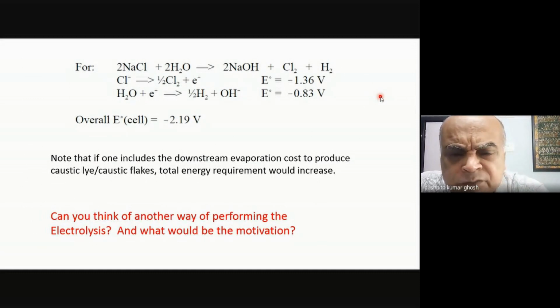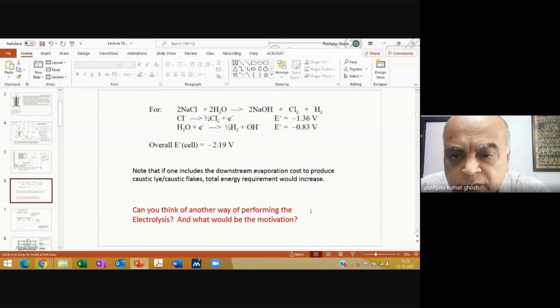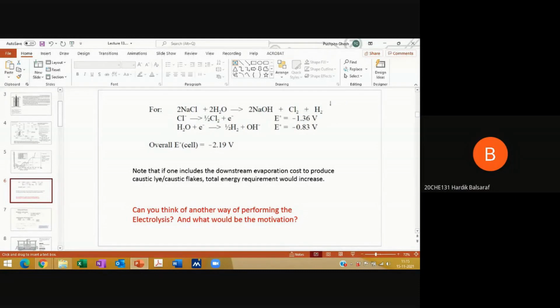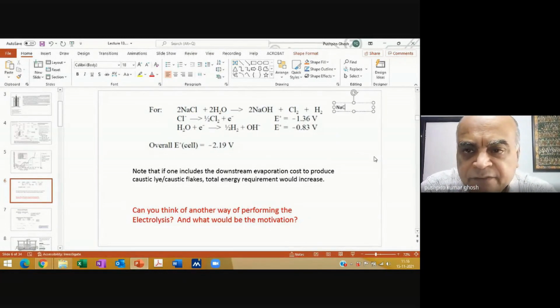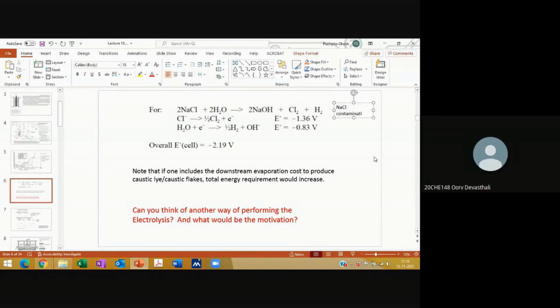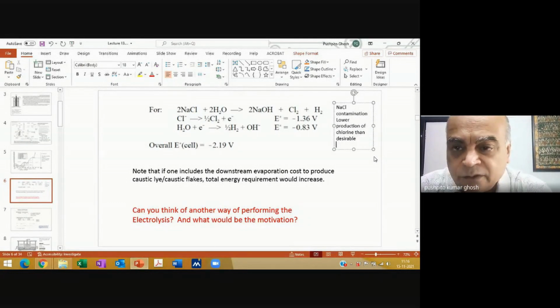We've talked about some of the weaknesses of the diaphragm process, right? What were those weaknesses which we talked about? What were the problems? NaCl contaminant. Very good. Great. NaCl contamination, so lower production of chlorine. I think that's a very smart, good point. Lower production of chlorine than desirable. I'm putting that. What else?